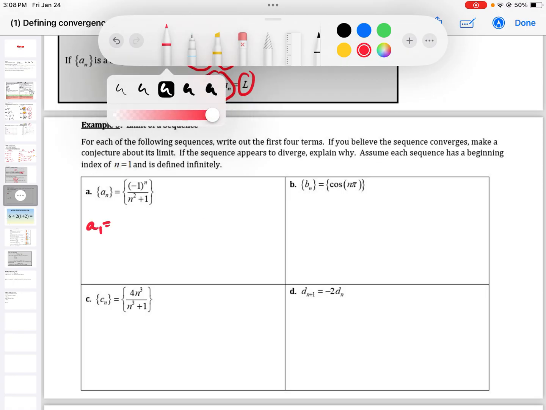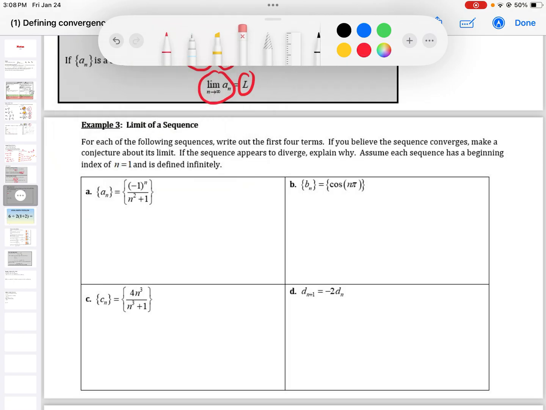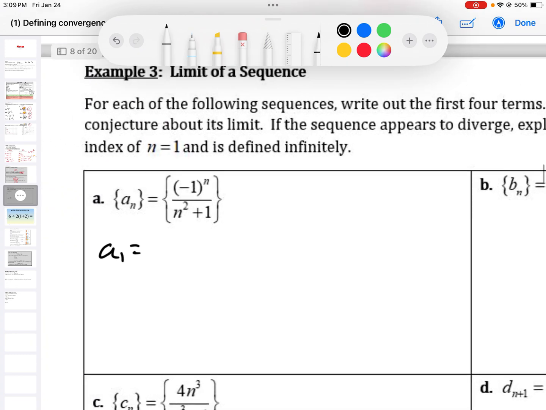Let's list out some of the terms. A sub 1, let me make this smaller. A sub 1 is going to be equal to, plug in 1. This is going to be alternating. I see that negative 1 to the power of n, so it's going to go from positive to negative. In this case, it's going to be negative first, then plug in 1. Oh, we just did this, right? No, almost. 1 squared plus 1, 2. A sub 2 is equal to, plug in 2 for n, so it'll be positive 1 over 2 squared plus 1. Okay, 5. That was embarrassing.